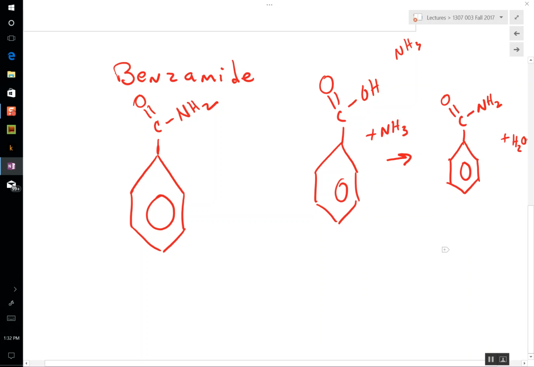Keep in mind NH3 is NH3. So you can see how you can react a carboxylic acid with an amine or ammonia and make an amide. So there's your water, splitting out water, and this NH2 is taking the place of the OH. And you get a benzamide.